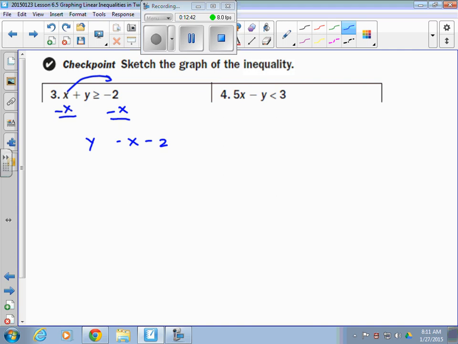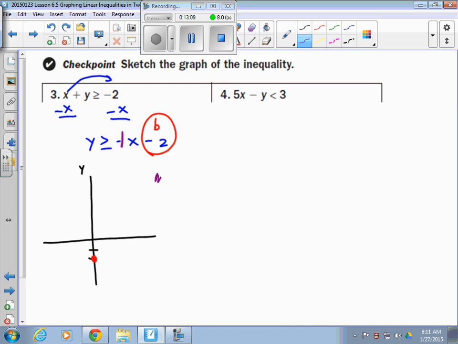So you don't reverse the inequality symbol. It says y is greater than or equal to negative x minus 2. When you graph the inequality, it's going to go through the b value, negative 2. So on your y-axis at negative 2 is where your first point's going to go. That's where you begin.